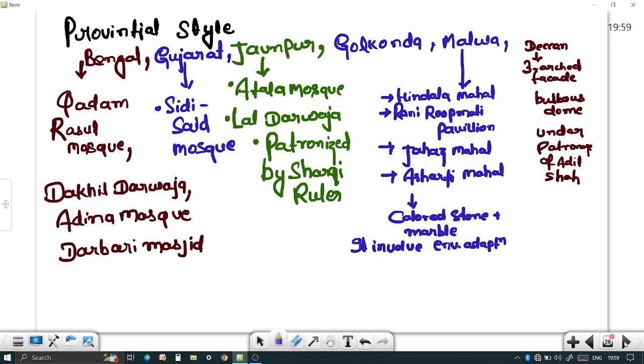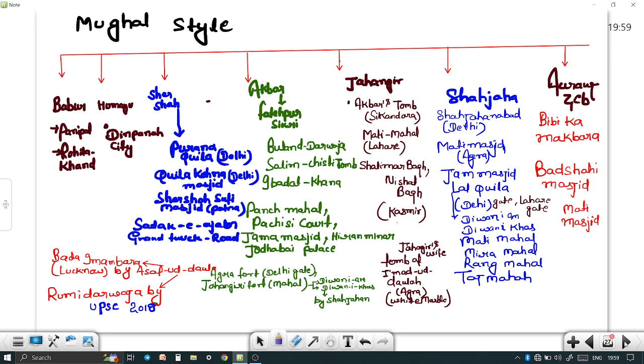Now we will talk about the Mughal style. Yeah, this is all about the Mughal style. In this Mughal style, Mughals were the great patrons of art and architecture. The first of the Mughals is Babur. He undertook the construction of mosques in Panipat and Rohilkhand.